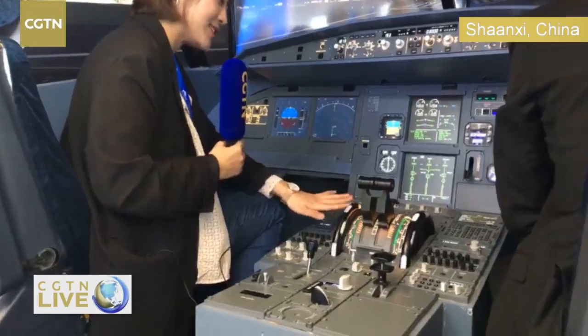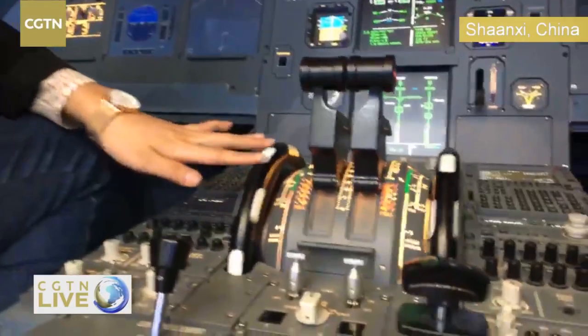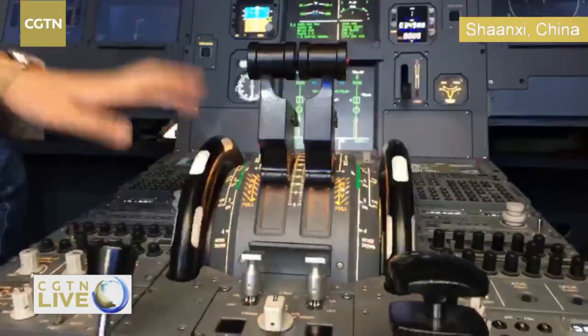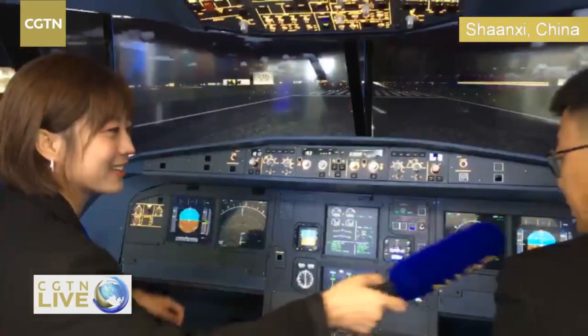If they want to adjust it, they can adjust it and roll it to make the plane in a very balanced situation. And okay, so now we can move to the next part.